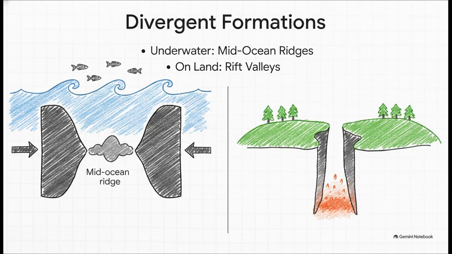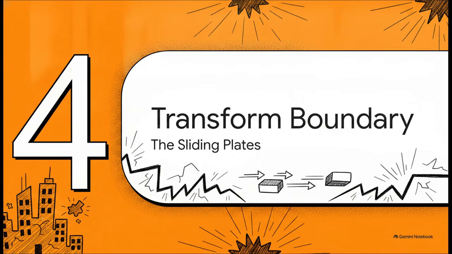When plates diverge, they leave behind some very specific physical formations. If this spreading happens deep underwater, it creates mid-ocean ridges, which are essentially massive underwater mountain chains. If this pulling apart happens on land, it creates incredibly deep rift valleys, like the East African Rift that we can see today. In both cases, this incredible geologic process is quite literally manufacturing brand new oceanic crust for the Earth. Next up is part 4, transform the sliding plates.